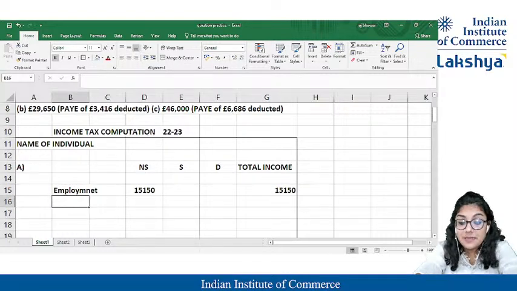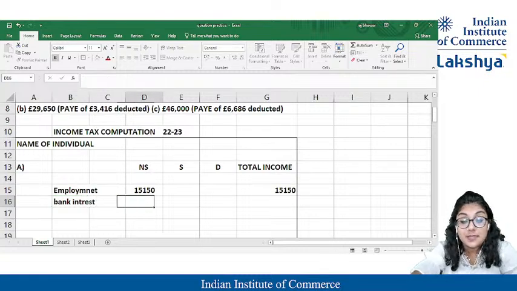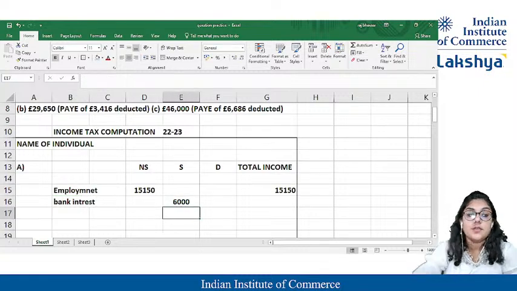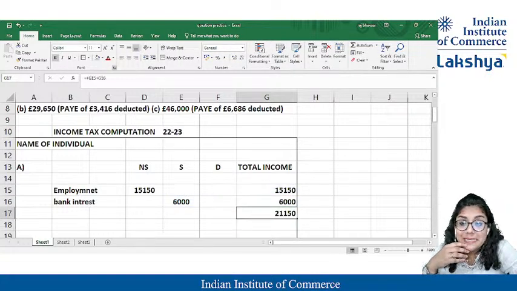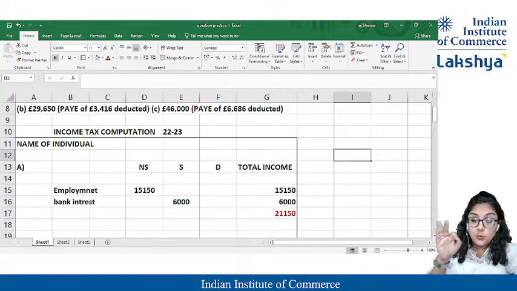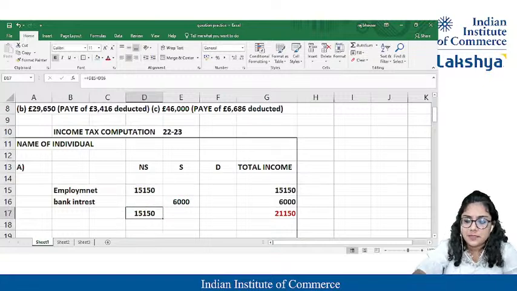Downwards, she is having a bank interest too. Yes, ma'am. Bank interest means a saving interest. She is also having bank interest, that is worth 6,000. So if I take a total, what is her income? Guys, you checked out. You understood her total income is 21,150. Similarly, if I take the sum of all this, I'll get the figure.